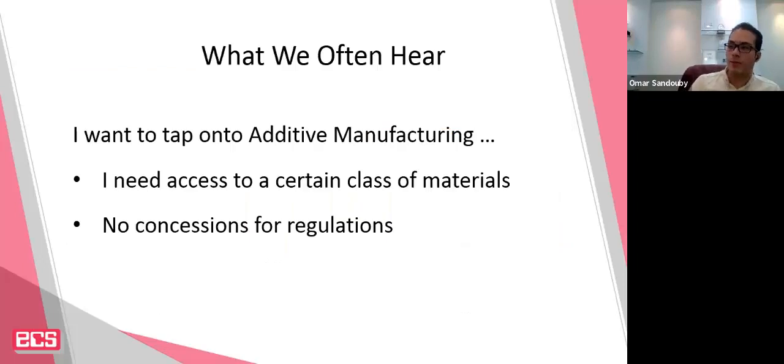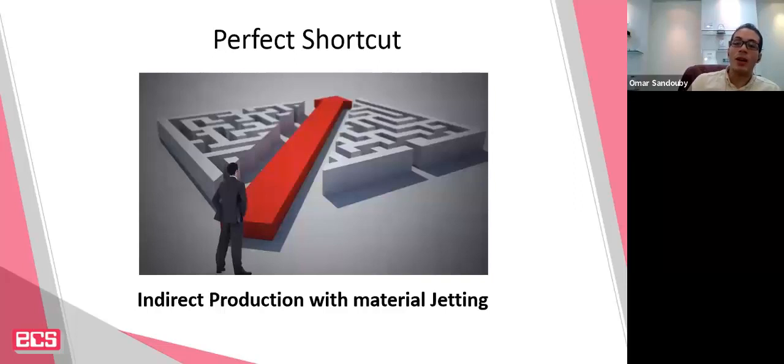So we often hear from our customers, especially when we're working on proposals with them, that they really see the value of going around and producing with 3D printing. They also want to go into tools production. They want to accelerate their product timeline, but they're not willing to give any concessions when it comes to the materials as well as the regulations part. So this is where we see material jetting really helping them, because we try to provide them with a shortcut, and this is known as indirect production.